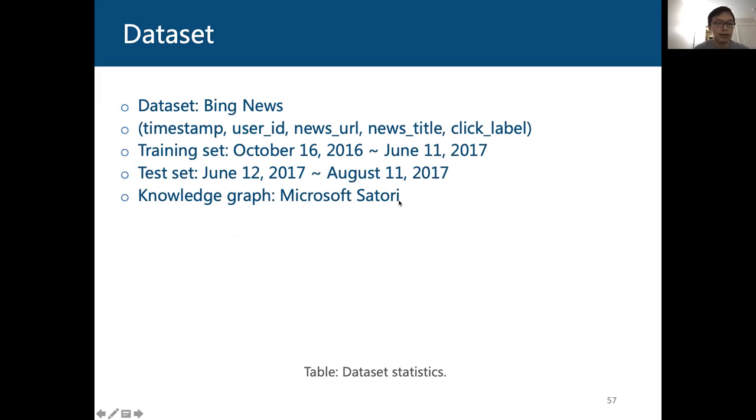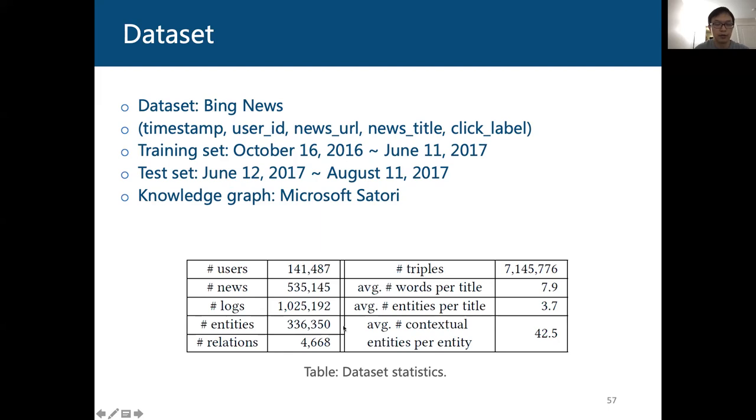Okay, so here is the data set we used. This work was done while I was an intern at Microsoft Research. The data comes from Bing News. Each piece of our log mainly contains the timestamp, the user ID, the news URL, the news title, and a click label. Our knowledge graph comes from Microsoft Satori, which is an internal knowledge graph built by Microsoft. This table shows the statistics of the data set. We have about 1 million logs of user-item interaction and 7 million triplets in this knowledge graph.